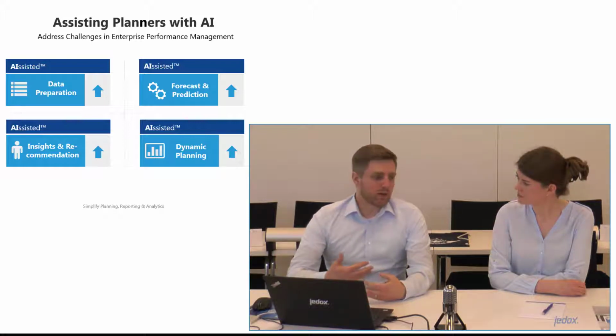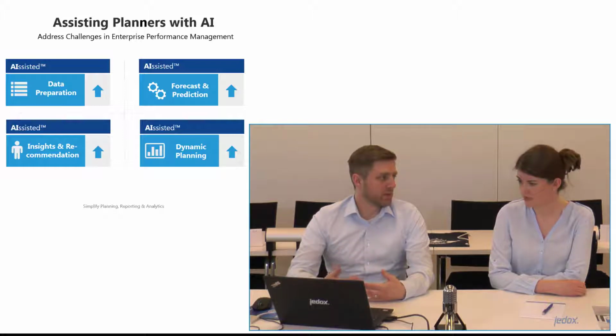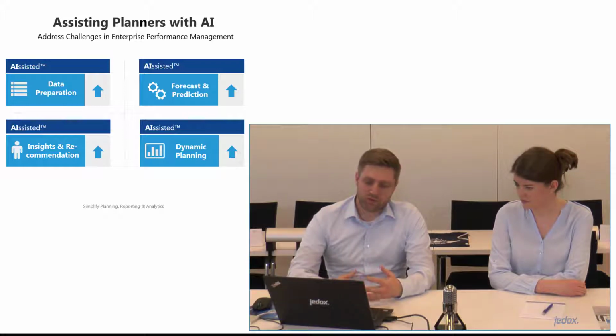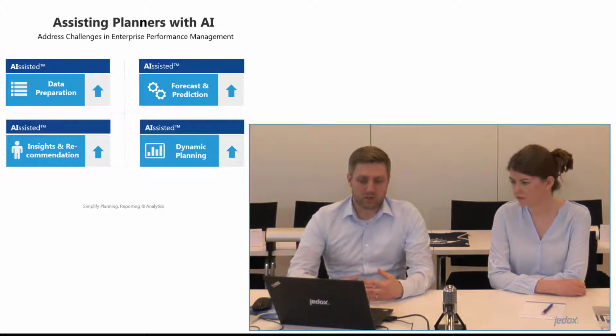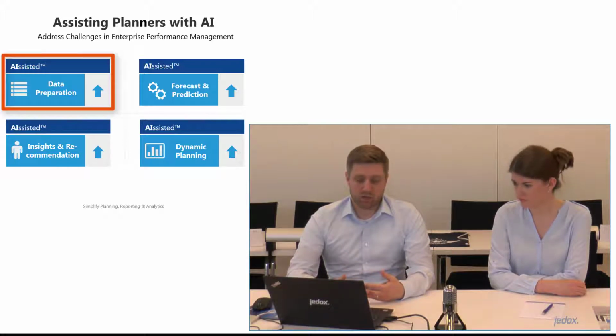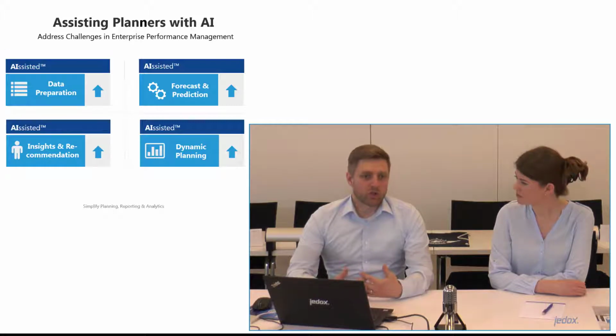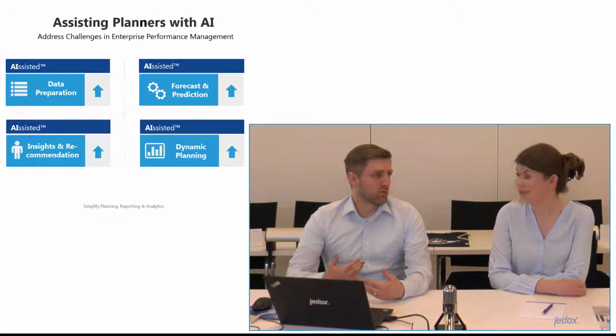We want to give a helping hand to the planner, to the power user, to the controller, to the CFO. And we want to prepare data, and we want to deliver results that help people do their analysis. And we have four different core components. First of all, data preparation, assisted data preparation. For any artificial intelligence project, it's always crucial to have good data, to have enough data.